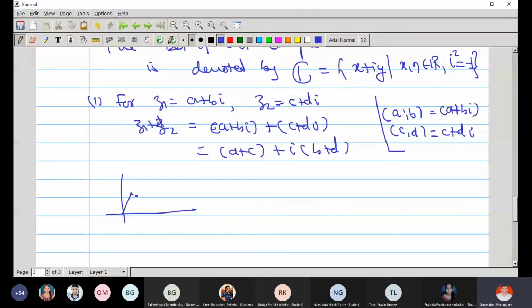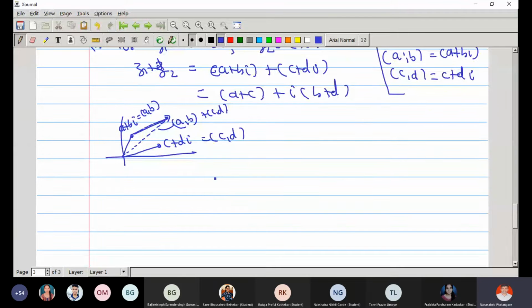So if one complex number is here, a plus bi means actually it is the location of point AB, and c plus di means it is actually point CD. Now how do we add two vectors, right? So this is AB plus CD, correct? This is the addition of two complex numbers.